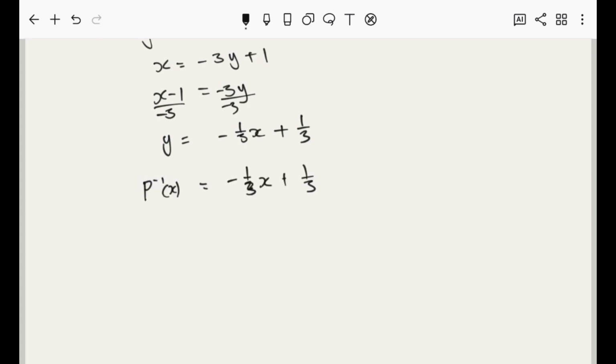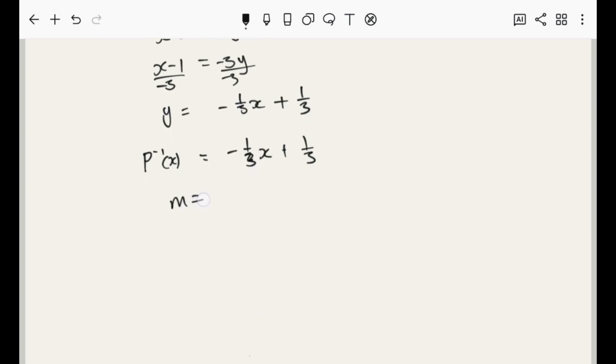This tells us that we have an inverse function with a slope, that's our gradient m, of minus 1 over 3, and the y-intercept is 1 over 3.